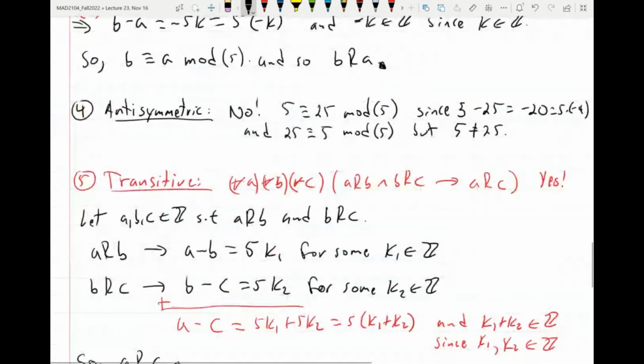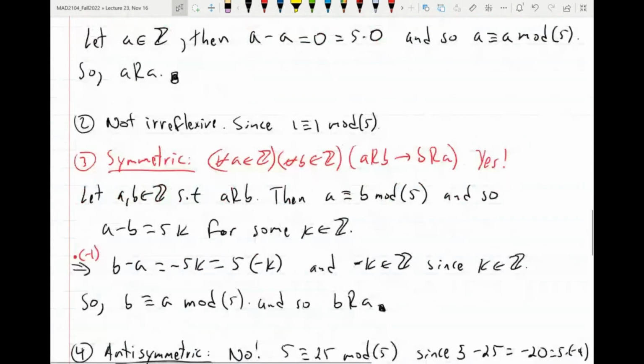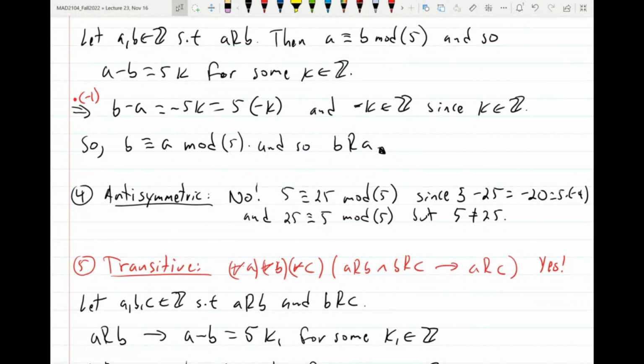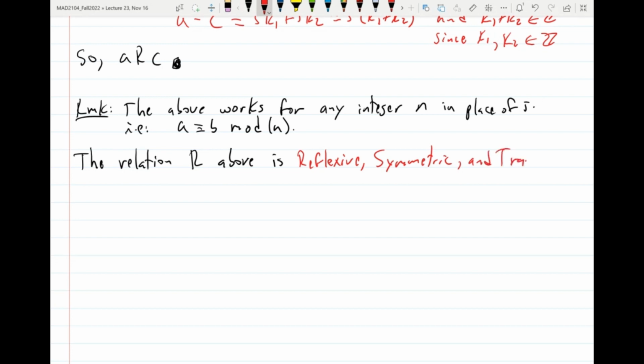Okay. Now notice that this congruence relation is special. It actually satisfies the three properties that I did in red. It's reflexive, it's symmetric, and it's transitive. Relations like this have a special name. They are called equivalence relations. Okay? So the relation R above is reflexive, symmetric, and transitive. We call such a relation an equivalence relation, and this is the definition.